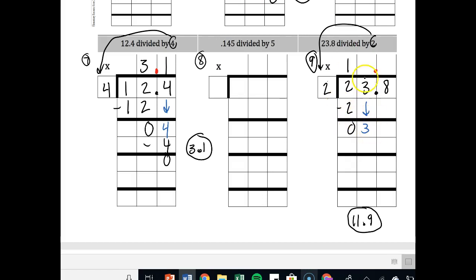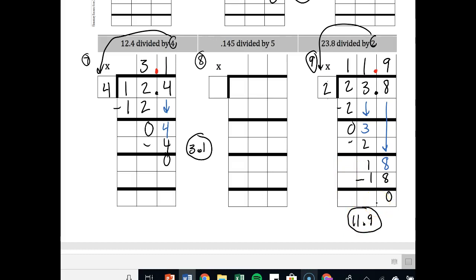Does 2 go into 3? Yes, it only goes in the one time, right? 2 times would be 4, and that would be too much. So then 3 minus 2 is 1. And lastly, drop down your 8. And does 2 go into 18? Yep, put your finger on 2, go across until you get to 18, go up, you'll see it's 9. So 9 times 2, that's 18. And you get 0, and then your answer, 11.9.